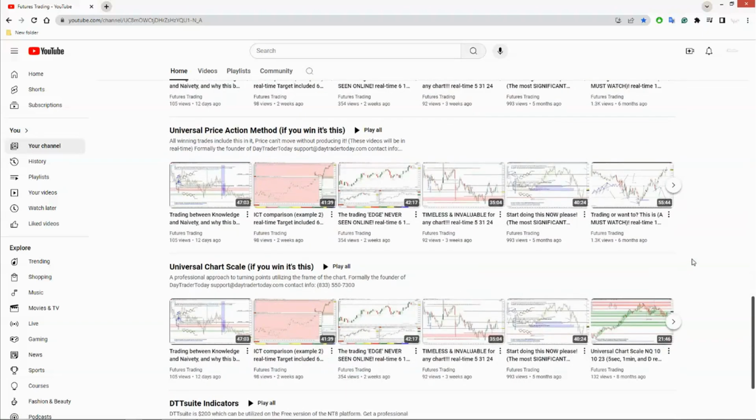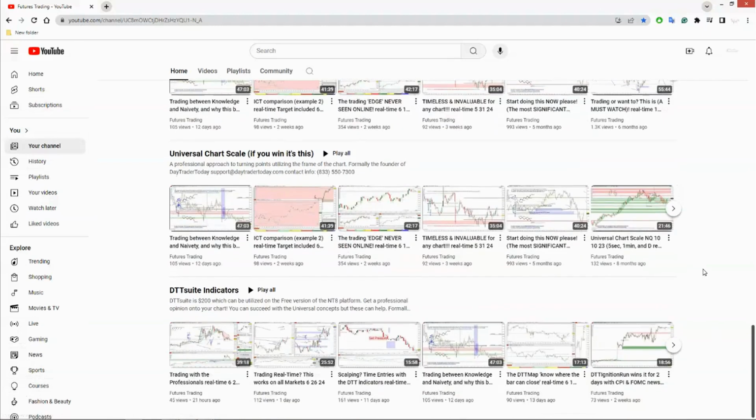The universal chart scale. From left to right, I teach you where the market can potentially turn using your bezel, so you don't have to look in hindsight and look left a lot of times.